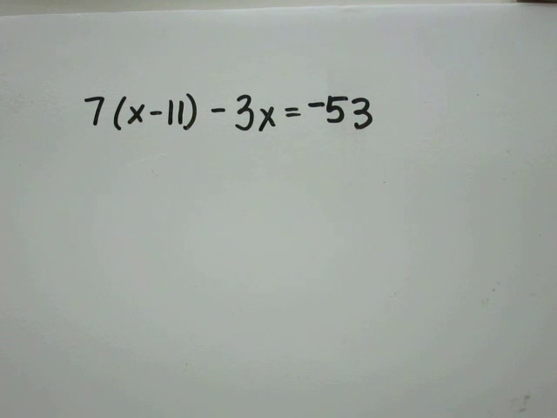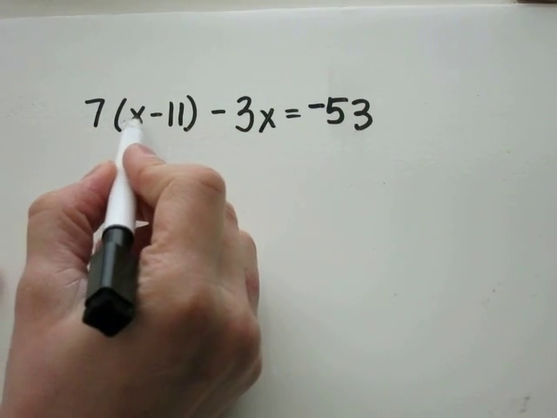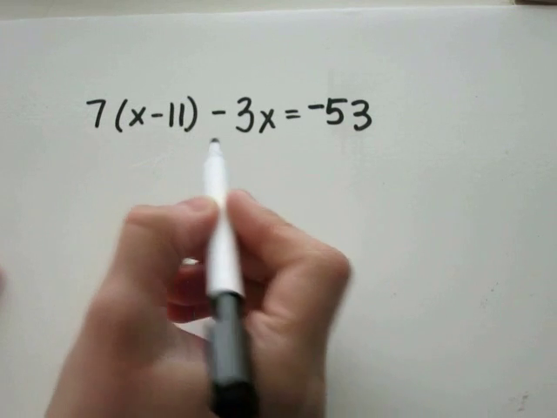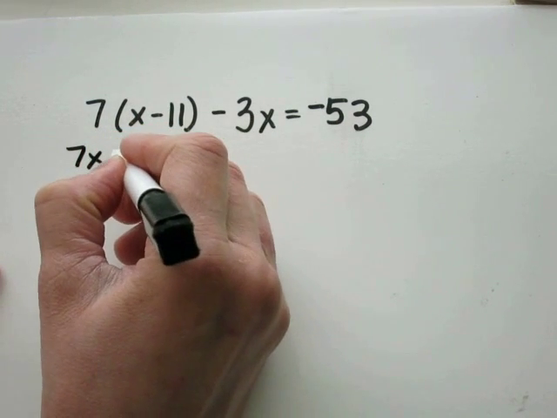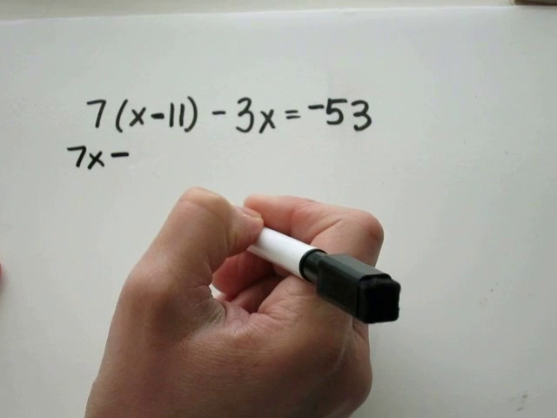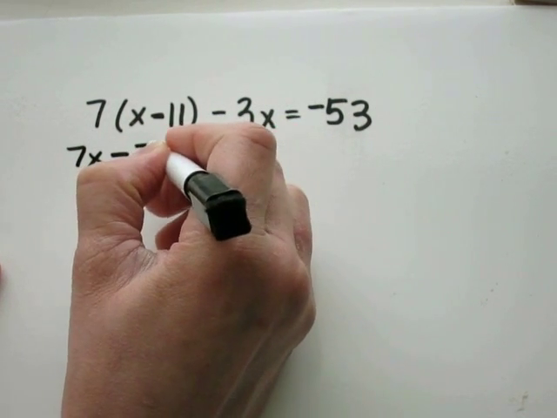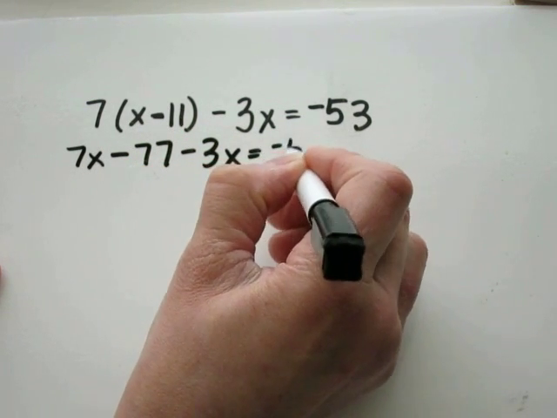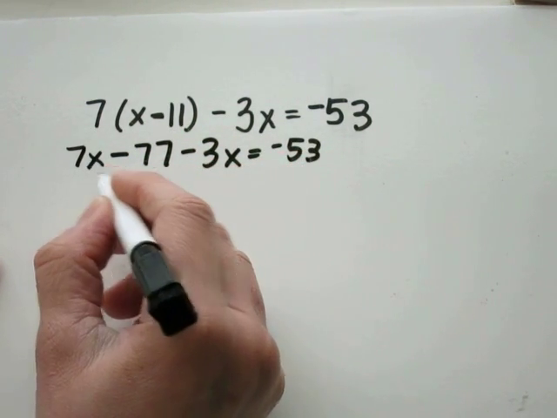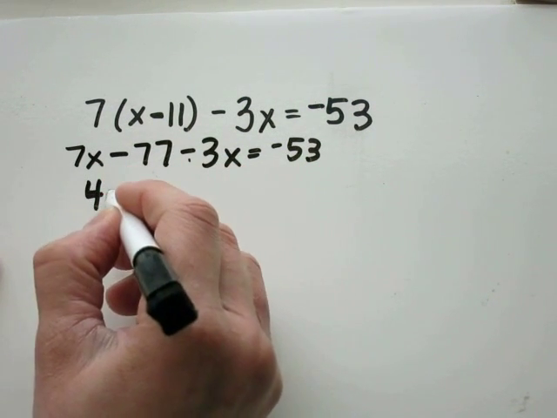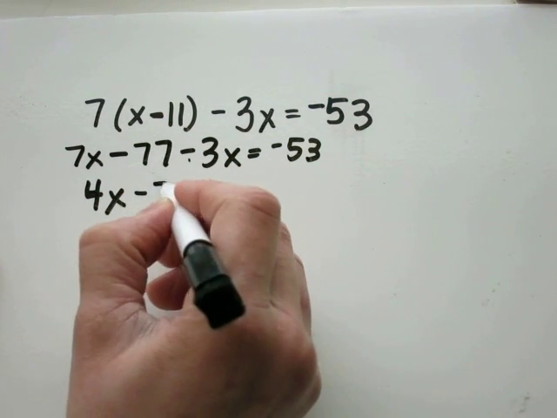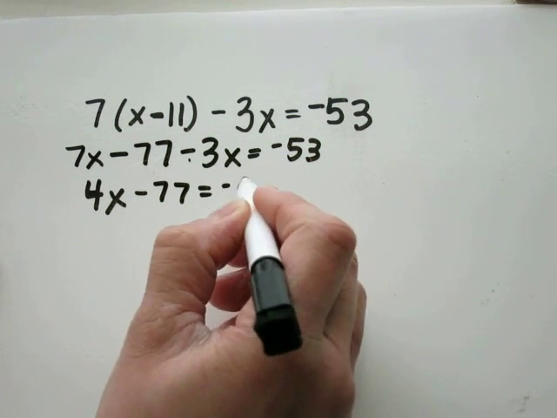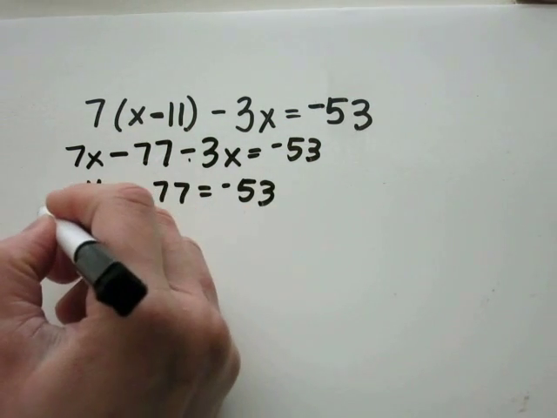Problem 19, 7 times x minus 11 minus 3x equals negative 53. I'm going to multiply 7 by each number in the parentheses. 7 times x is 7x minus, because that's what's in my parentheses, 7 times 11 is 77 minus 3x equals negative 53. Combining like terms of x, 7 minus 3 is 4x minus 77 equals negative 53.